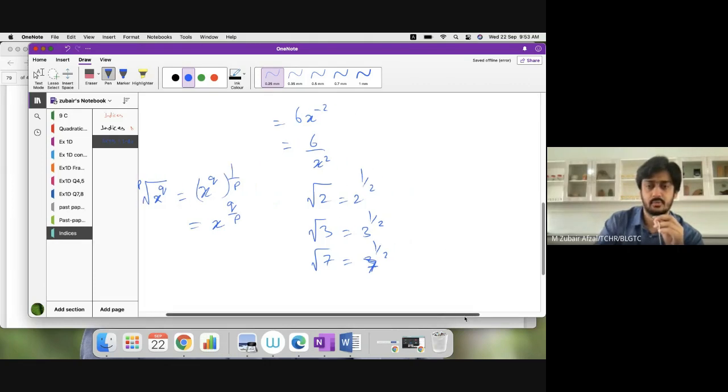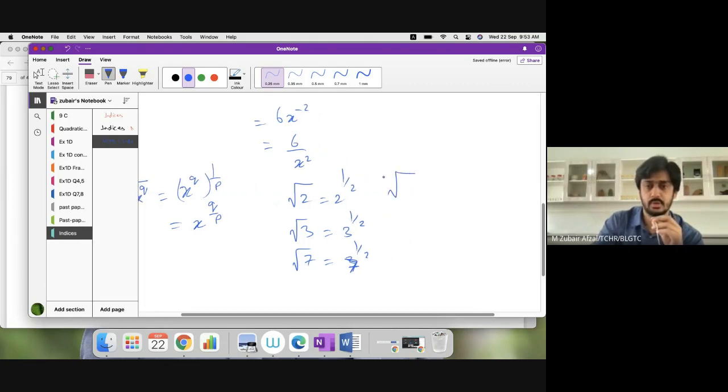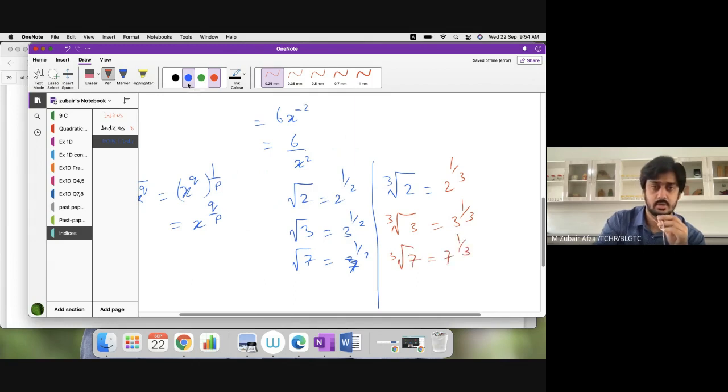So if we have cube root, that means 2 raised to power 1 by 3. If you have cube root of 3, that means 3 raised to power 1 by 3. If you have cube root of 7, that means 7 raised to power 1 by 3. So the point is, whatever is outside the root, it comes in the denominator.